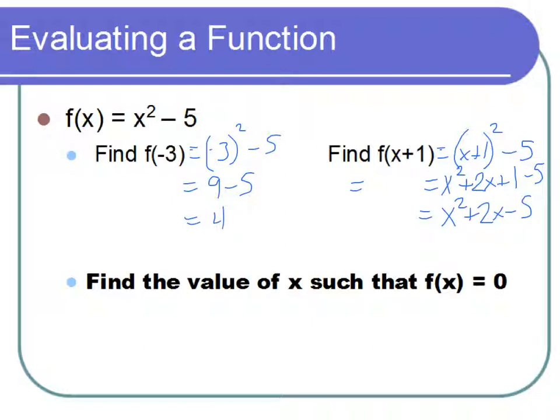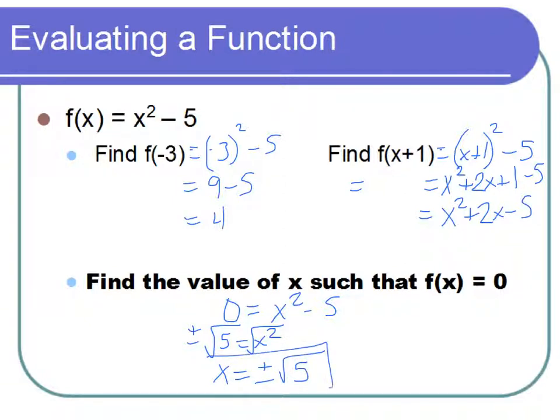Okay, let's try going the other way. You may have a question like this on your assignment. It says find the value of x such that f of x is equal to 0. So if I want f of x to equal 0, I'm going to take 0 and plug it in right here for f of x. Then I'm supposed to find the value of x that would make this happen. In other words, solve for x. So add the 5. Square root both sides. Don't forget your plus or minus. So x would equal plus or minus square root of 5.